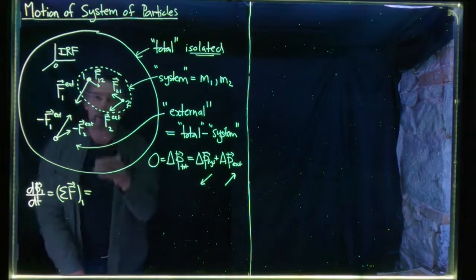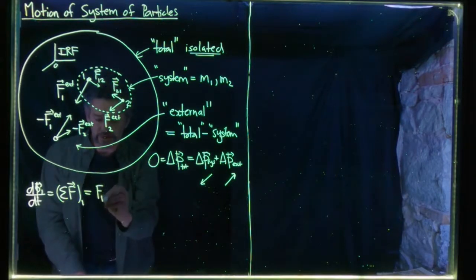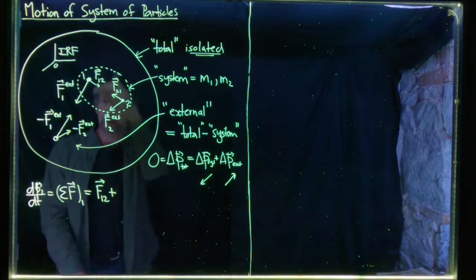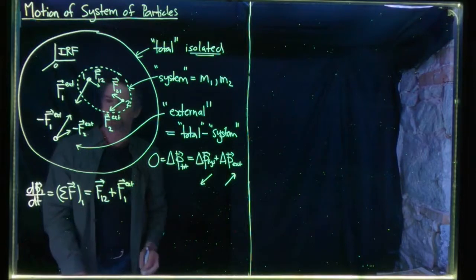Well, what are those forces? There's an internal force, a force that's internal to our system, the force on 1 due to object number 2 in our system, plus there's an external force, the force on object number 1 due to objects external to the system, namely the sun in this example.